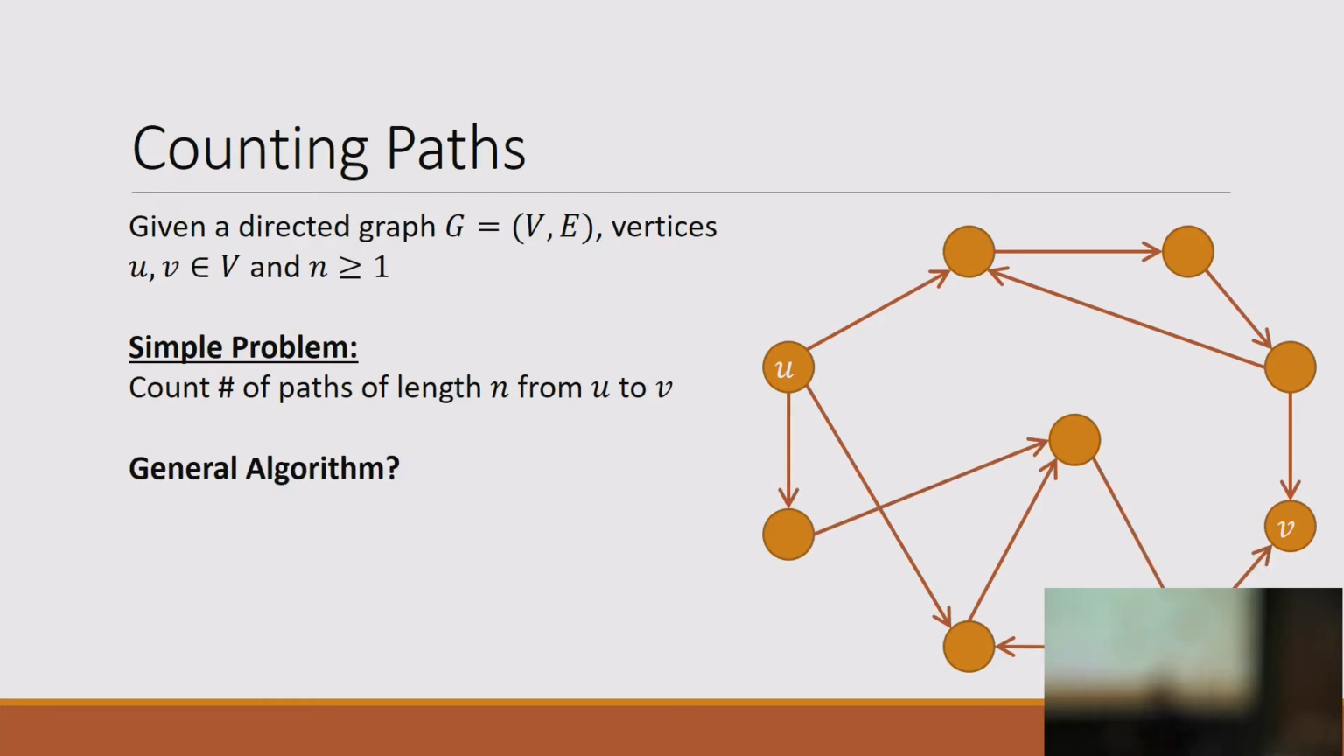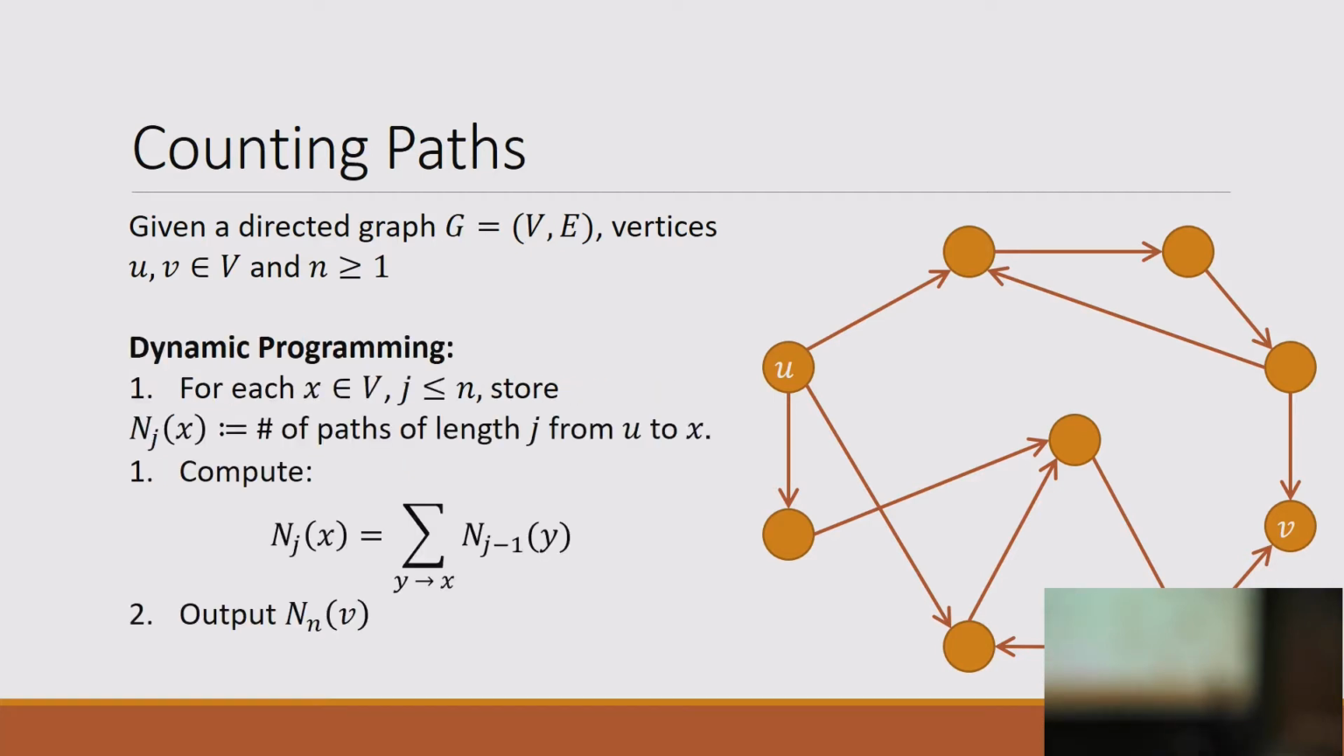Of course, counting paths is a common graph primitive. The algorithm is just a straightforward dynamic programming algorithm. But the picture in the overview is useful, again, for the more general algorithm that I'm going to describe in this talk. So what's the algorithm? It's just a dynamic programming algorithm.